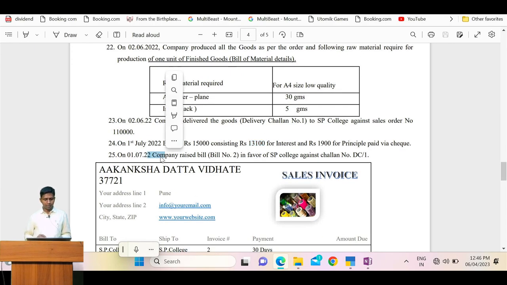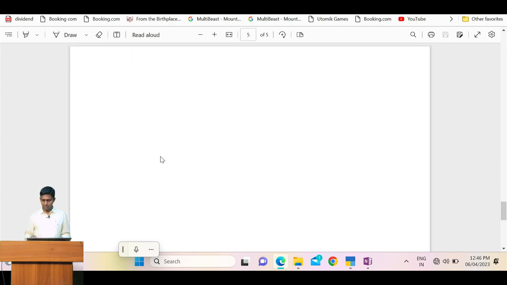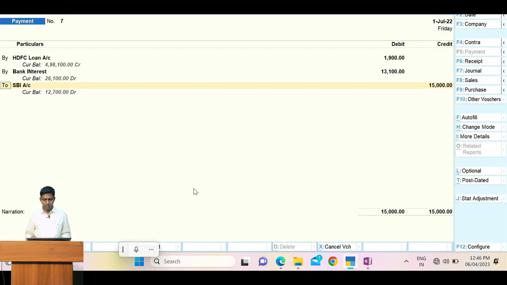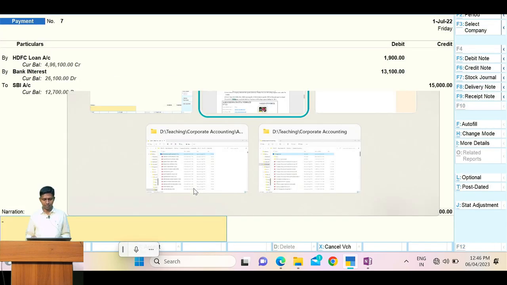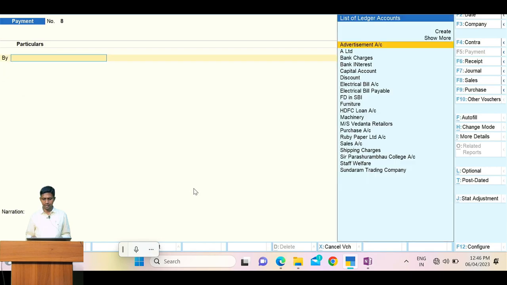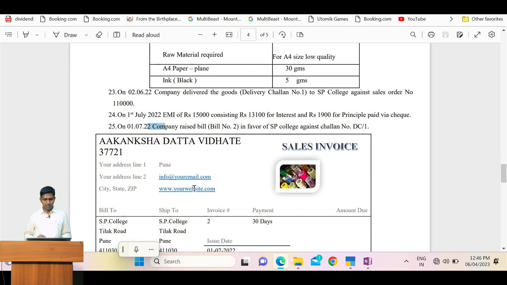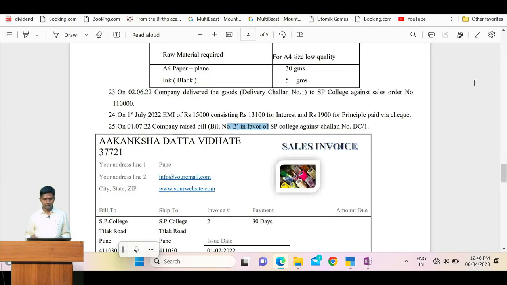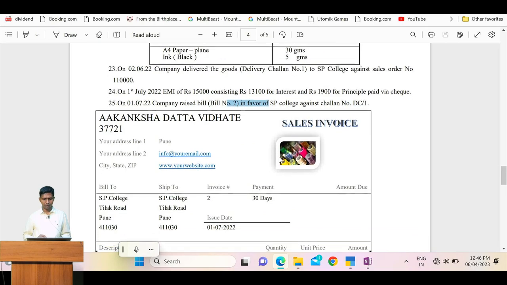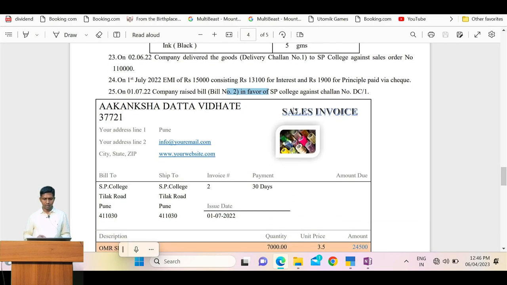Then on 1-7, the company raised, sorry, where is that, and this SBI through check we are paying, everything is perfect. On 4 July the date is also perfect, enter, accept. Then on 1-7 the company raised bill number 2 in favor of SP College, that means a sales bill. You have raised the bills. Which bill you are selling, that means you are raising sales. Here also you get the sales bill.